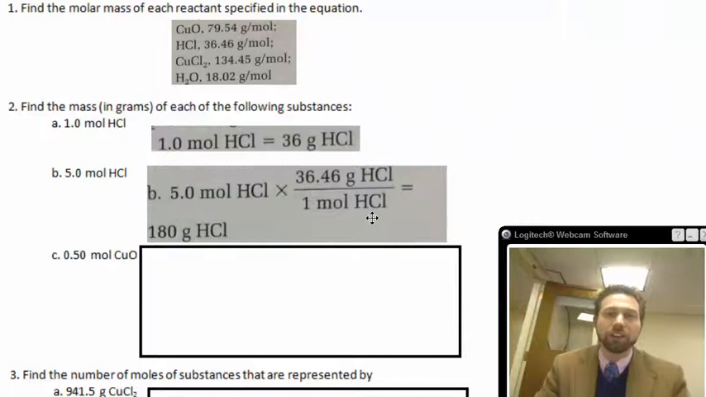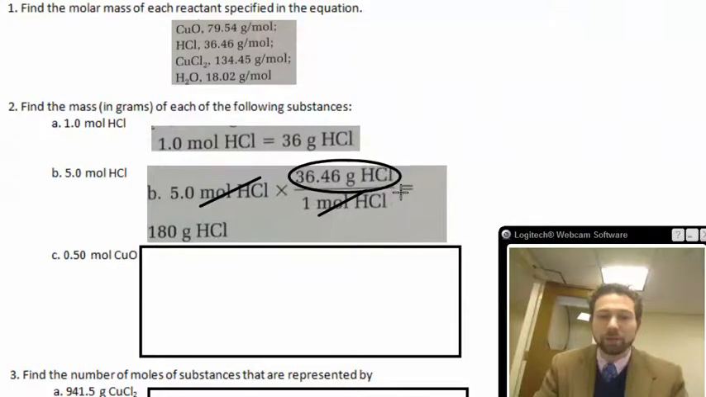Notice, 36.46 grams of hydrochloric acid is in every mole. So when we have that, we can cross out moles, and what are we left with? Grams, which is what we want. We want the mass. Perfect. And the answer is 180 grams of hydrochloric acid is 5 moles.